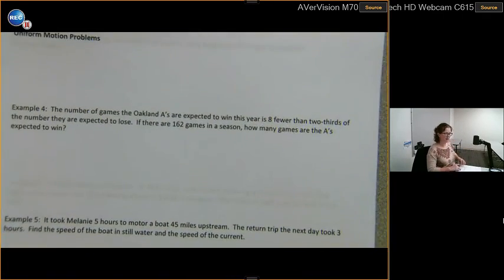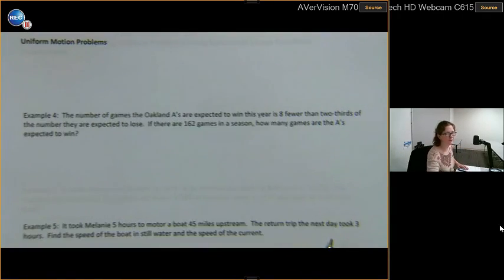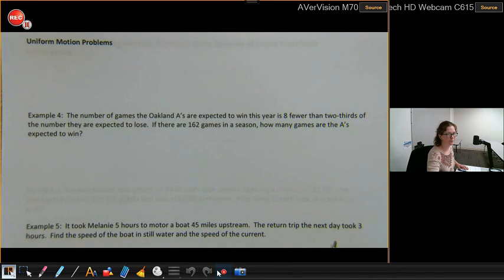And this is kind of a long section, so we're going to break it up into 2 videos. So we'll start with uniform motion in the next video.